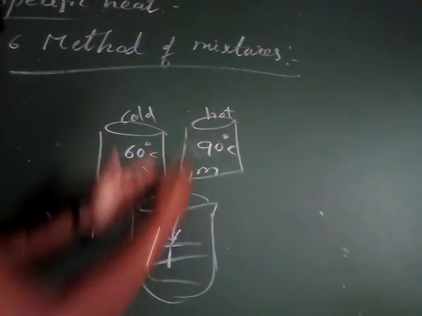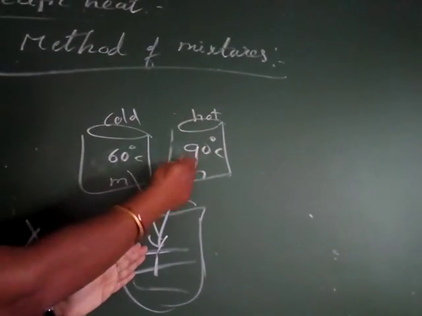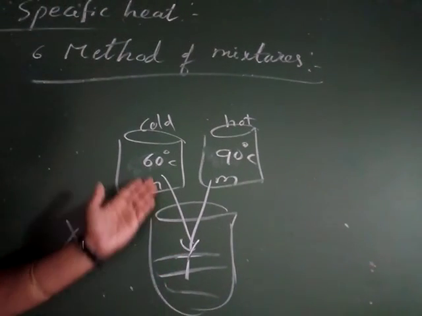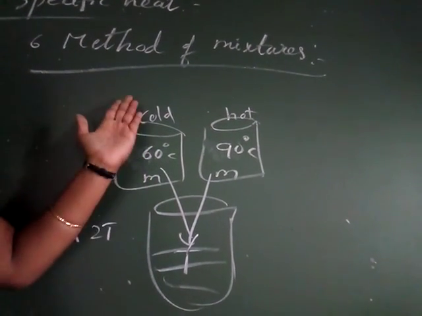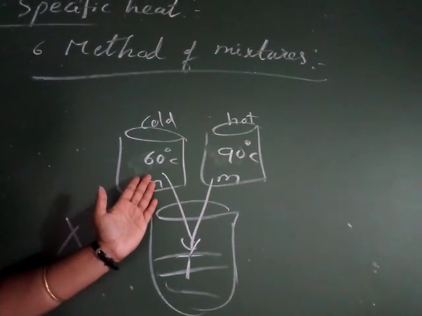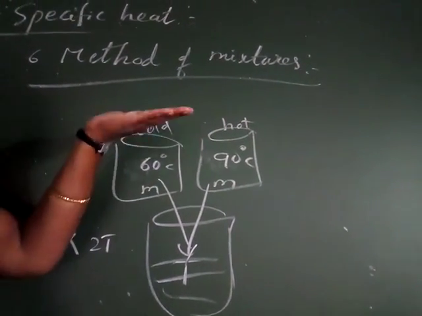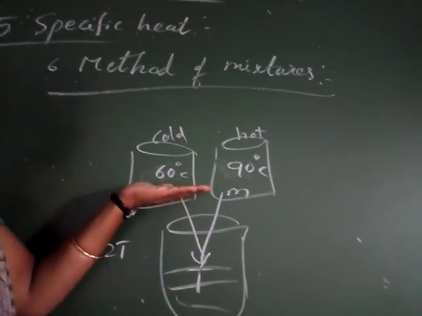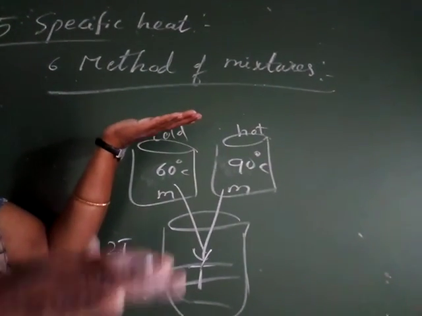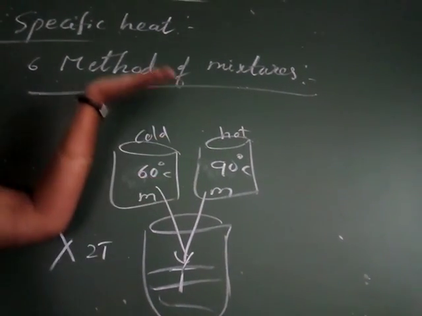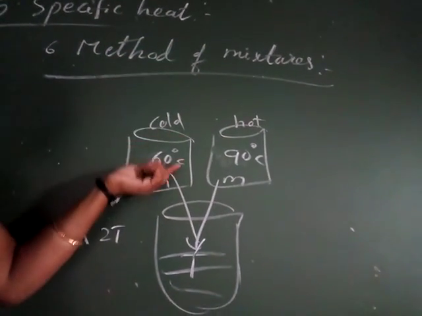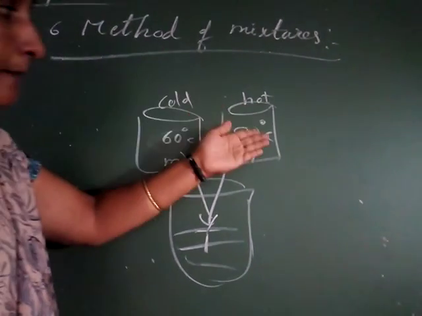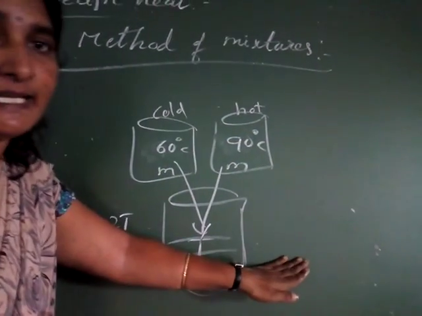When these two are mixed, the 90 degrees Celsius will decrease. That means suppose it is 89, then the cold body rises by 1 degree Celsius, so it will get 61. When it becomes 88, it becomes 62. And if it is 87, it is 63. Then what happened? The temperature of the colder body rises, and the temperature of the hotter body decreases.